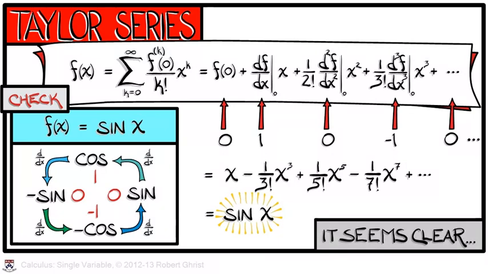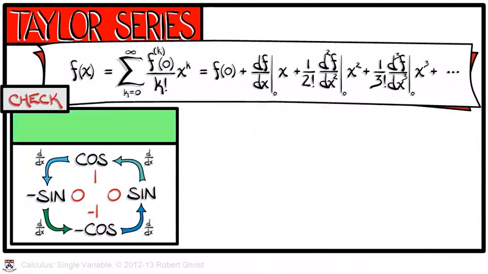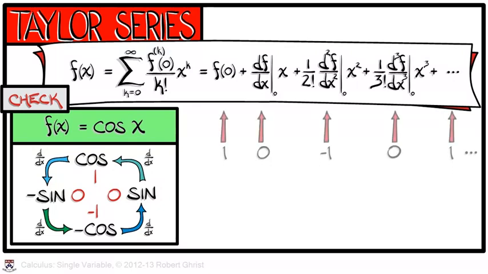It seems clear that this ought to work in other contexts as well, but let's just check it. For example, if we work with cosine of x. Then, well, the derivatives of cosine follow the same pattern as before. Evaluating those at 0 gives us the same numbers as before. Why do we not get the same series? Well, because when we evaluate these derivatives, the sequence of numbers is shifted.